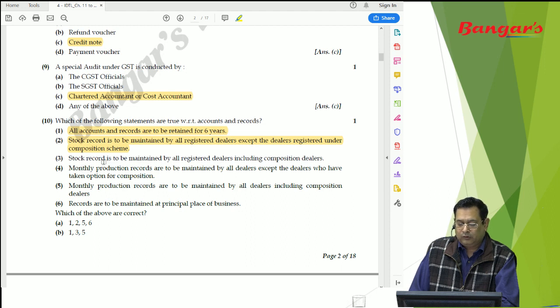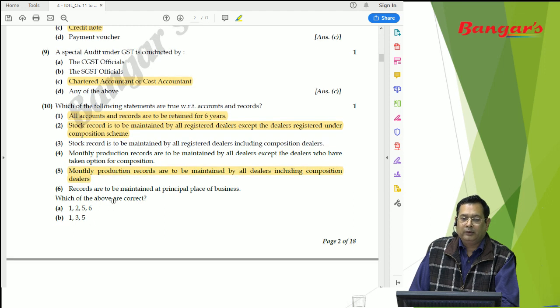Then, the record is to be maintained by all dealers including composition. This is false. Monthly production records are to be maintained by all dealers except dealers who have taken the option for composition. This is also false. Then monthly records are to be maintained by all dealers including composition dealers is true, and records are to be maintained at the principal place of business.